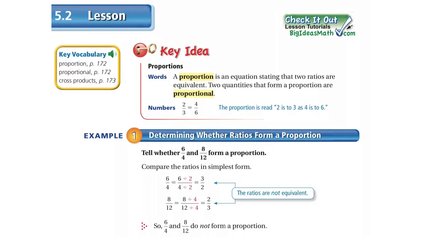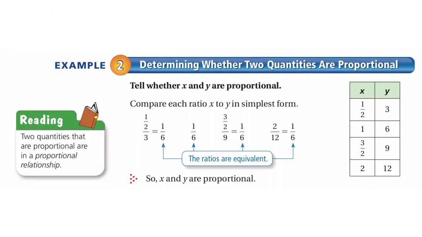So the first way they give us is to simplify both ratios and see if in their simplified form they are equal. In example 2 here, determining whether two quantities are proportional, what they're doing is they simplified all of these as well. They made them all x over y. So they went to the table, they put each x term over its corresponding y term, and then they simplified them all, and they showed that they are all equal to 1/6. Because they're all equal to 1/6, they're all equal to each other.